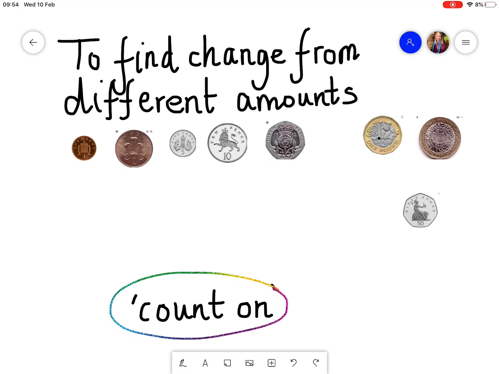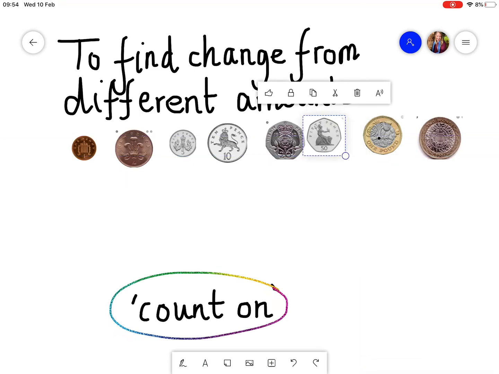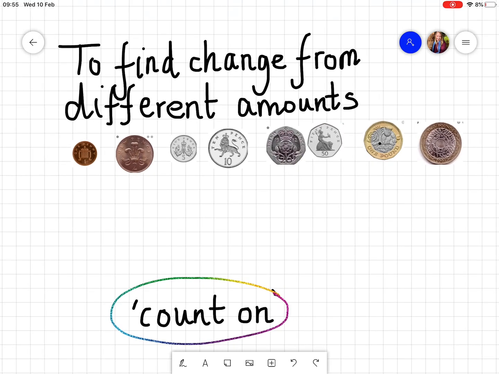There's 2 sheets to choose from. One sheet is just finding change from 5p, 10p and 20p. And the next sheet is finding change from 50p, £1 and £2. And the second sheet might involve a little bit more counting on using the tens and the ones. So I'll let you choose what sheet you'd like to do today.